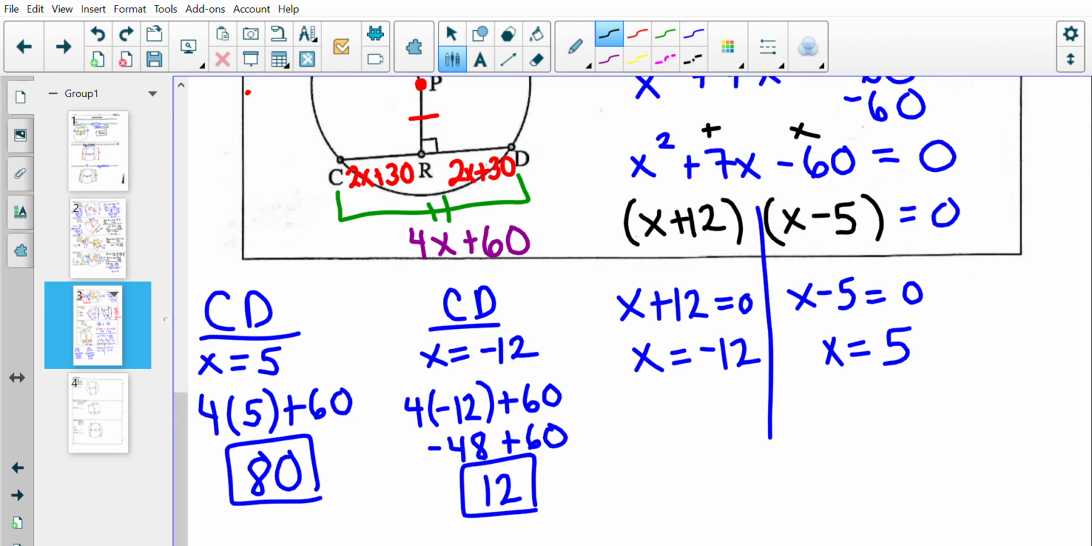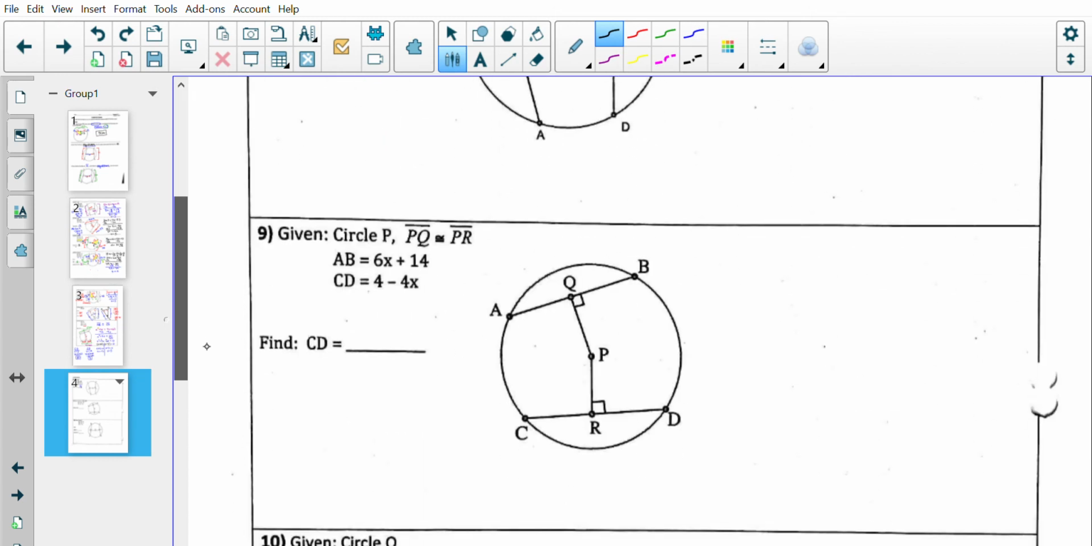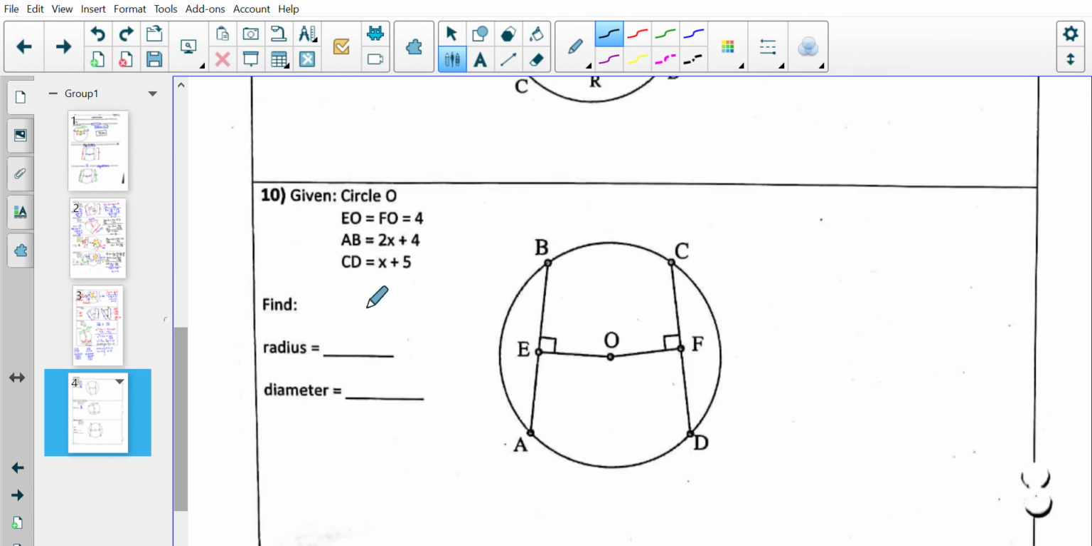Okay, let's turn the page to our last page now. These are independents. What I'm going to do is give you these answers, and if you want, you can try them all by yourself. So OP will be 9. CD is 8. The radius is 5, and the diameter is 10.